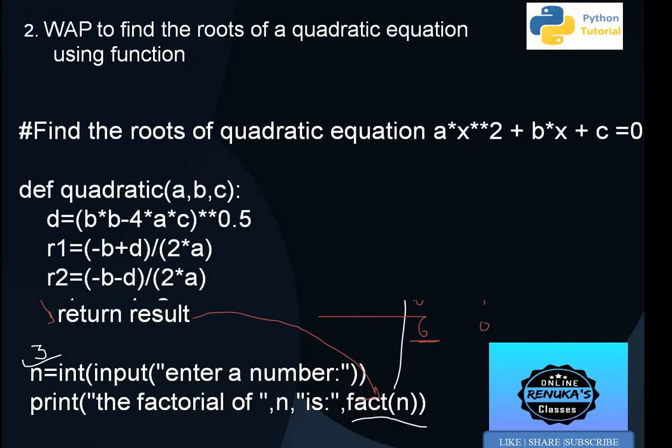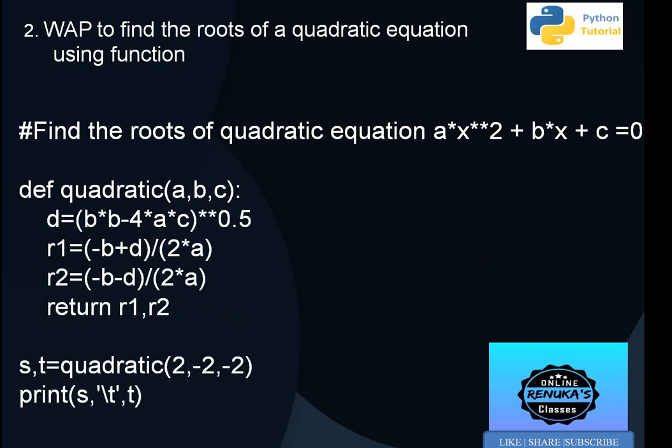Next is to find the roots of a quadratic equation. What is a quadratic equation? ax square plus bx plus c is equal to 0. The logic says that first we have to find the discriminant, that is equal to the square root of b square minus 4ac, and after that we will find the roots. Roots are minus b plus minus d upon 2a.